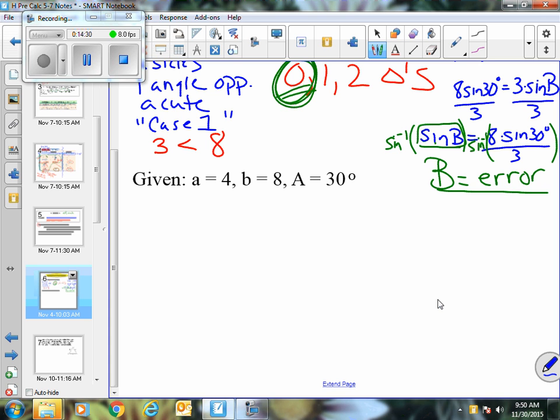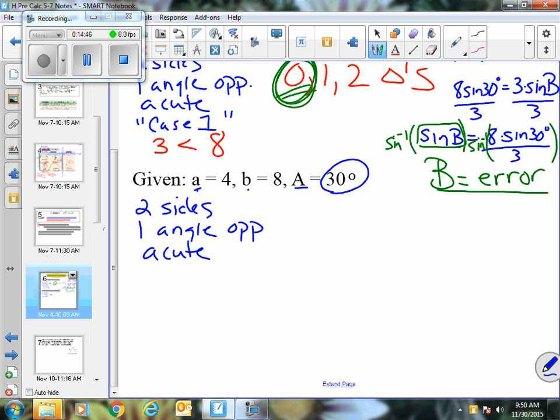Take a look at what you know. Always look at your given information. They gave you two sides, one angle, and is the angle opposite? Well, sure, the letters are the same, so it's opposite. And what kind of angle is it? It's acute. So what that tells me is it's case 1 for law of sines. I know it's law of sines because the angle is opposite. I know it's case 1 because it's acute.